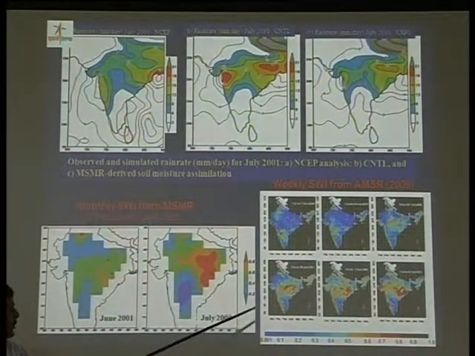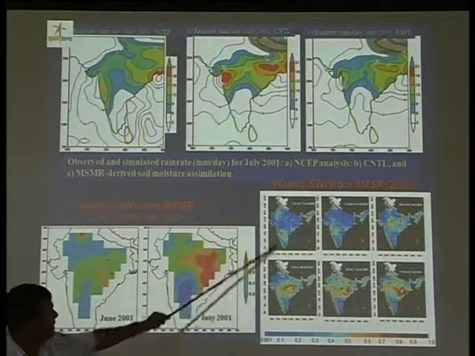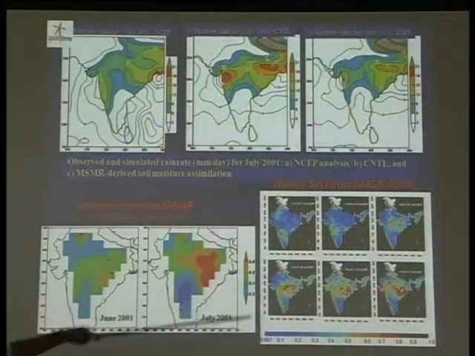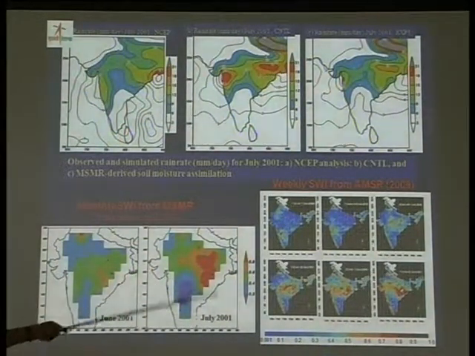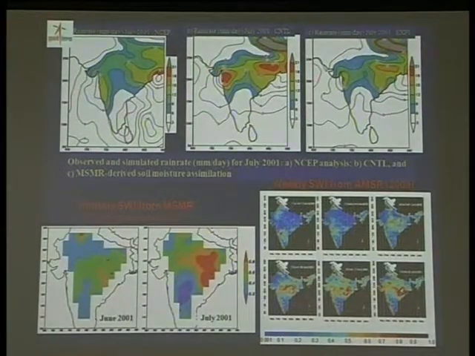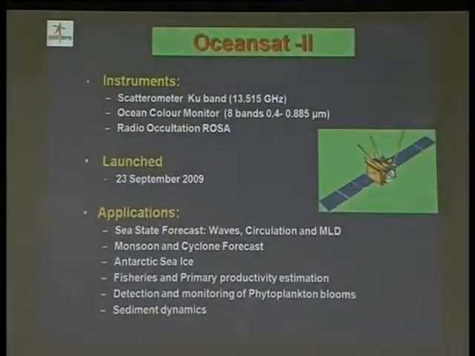So we derive, using our algorithm, the soil moisture over Indian region and compared with the NASA products. And we found that our products are better than those available from NASA product when we compared with the ground observations over Indian region. So this type of data set can be useful for boundary condition over Indian region, particularly for the mesoscale models.